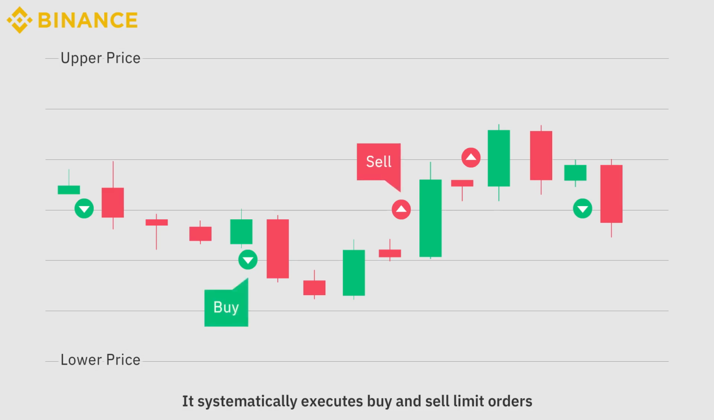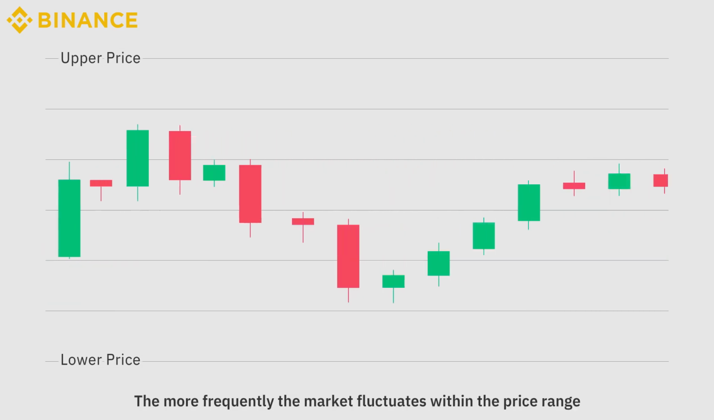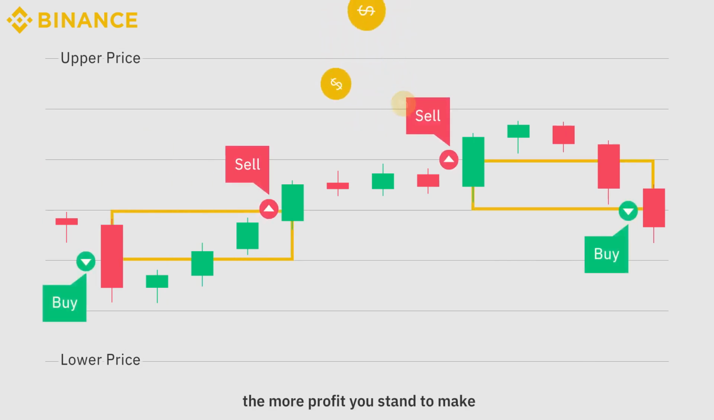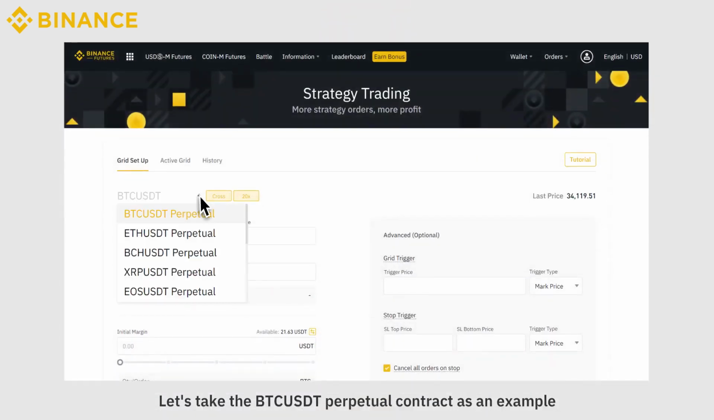It systematically executes buy and sell limit orders that are predefined in a range to profit from price volatility. The more frequently the market fluctuates within the price range, the more profit you stand to make. Let's take the BTC USDT perpetual contract as an example.